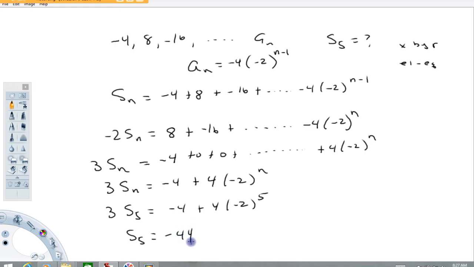Again, the purpose of this video was how to find the sum of a geometric sequence. I hope that this has helped demonstrate that for you.